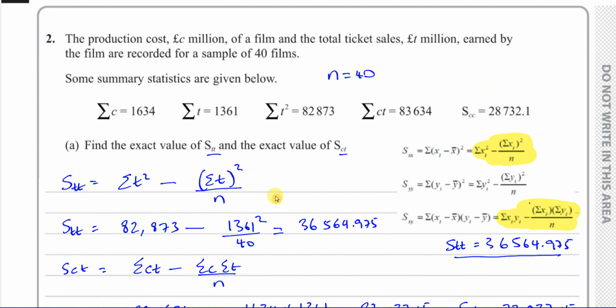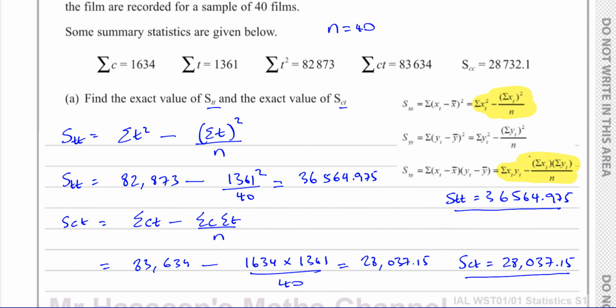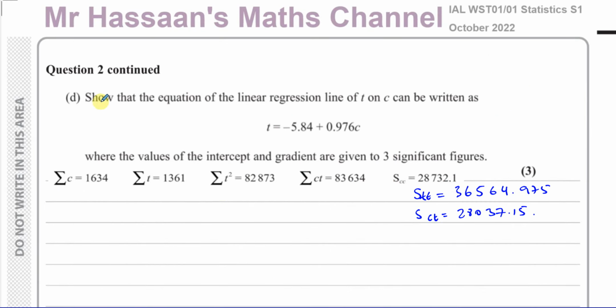Okay, so there's the answers to A, B, and C. Now for the next page, we're going to do answers to part D. So it says, show that the equation of the linear regression line of T on C can be written in this form. We have to be very careful to show our steps very clearly in a question where they tell you to show something, right?